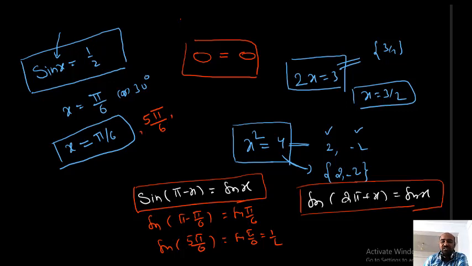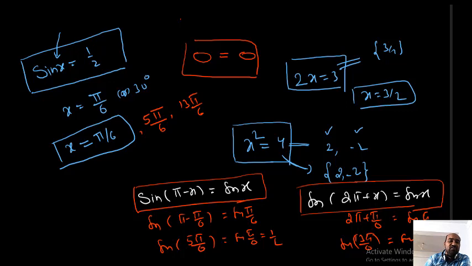Understood? So, instead of x you write pi by 6, what happened? 2 pi plus pi by 6 is also equal to sin of pi by 6 only. What is the meaning of that? 12 pi by 6 plus pi by 6 is 13 pi by 6. Sin of 13 pi by 6 is also sin pi by 6 only. It is also 1 by 2 only. So instead of x, what can I write? 13 pi by 6 also I can write.